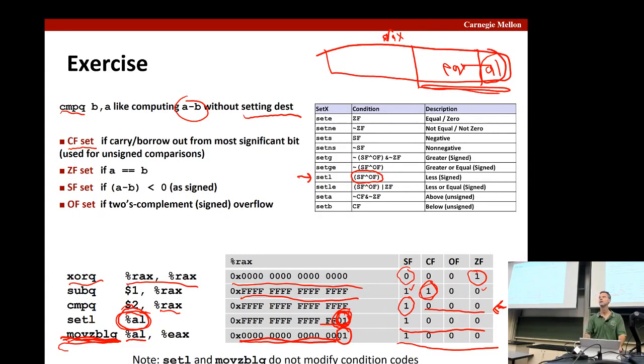Yes? If you just put the result of set L directly into RAX, will that zero out everything? So that's no. It only overwrites the low order byte. So whatever's here, the rest of it is unchanged. Okay, good.